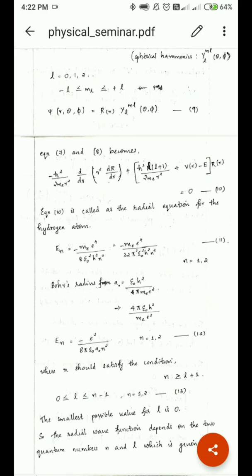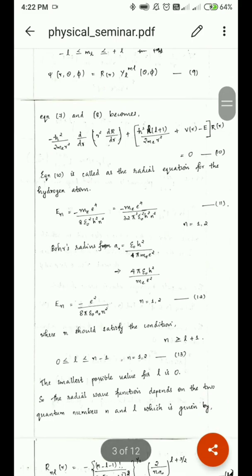Now we are introducing the Bohr's radius a naught, which is equal to pi epsilon naught h square by pi me e square. By solving, we get that En is equal to minus e square by 8 pi epsilon naught a naught n square, where n is equal to 1, 2, and so on.